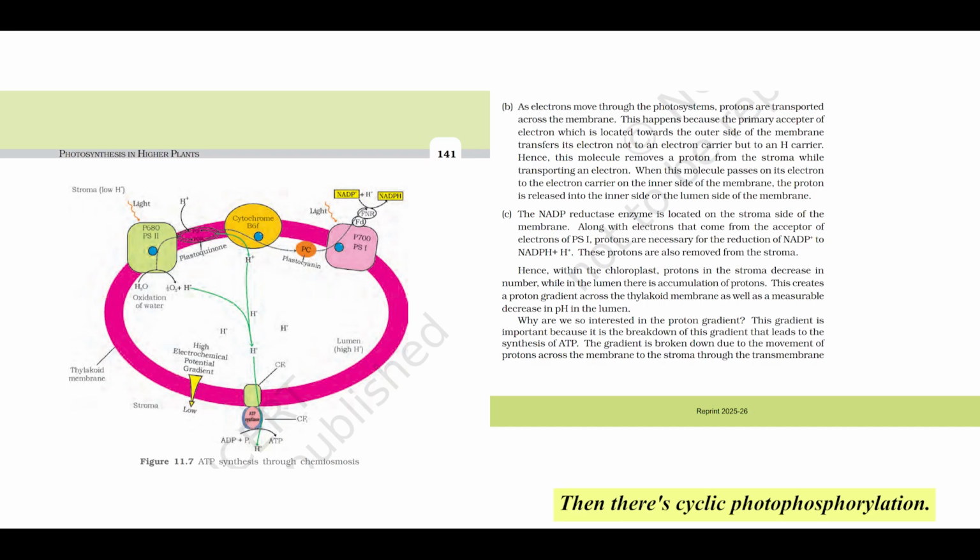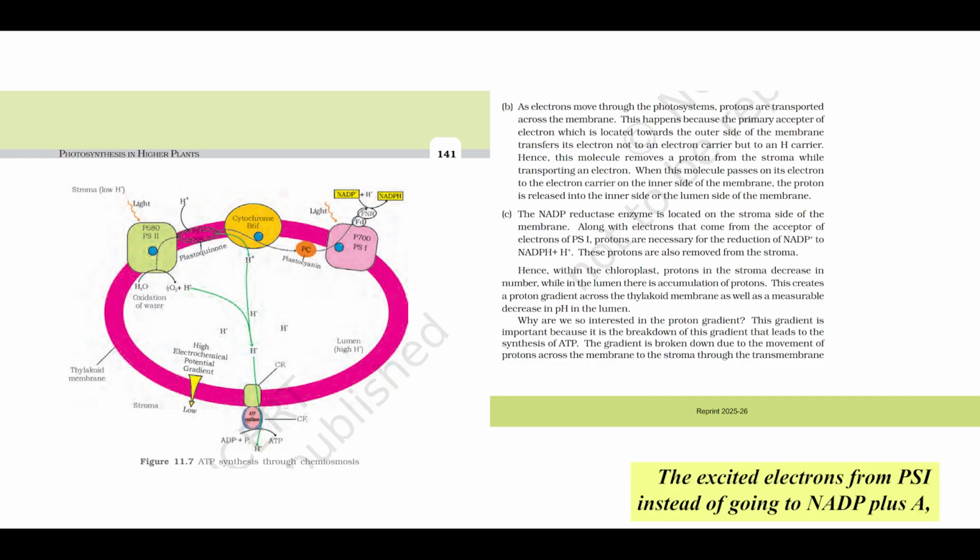Then there's cyclic photophosphorylation. This is a bit different. Here, only photosystem I, PSI, is functional. The excited electrons from PSI, instead of going to NADP+, are cycled back to the electron transport chain that connects PSII and PSI, and then eventually return to PSI itself. This process typically occurs in the stromal lamellae membranes, which often lack PSII and the NADP reductase enzyme, the key outcome.